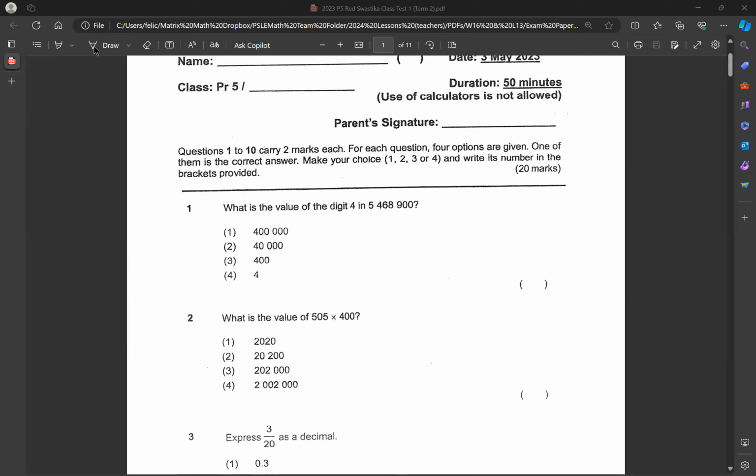Okay, so this should be a very straightforward one. Our 4 is in the 100,000 space. So this is your thousands, this is your 10,000s, and this number 4 is your 100,000. So that means the answer is number 1, 400,000.